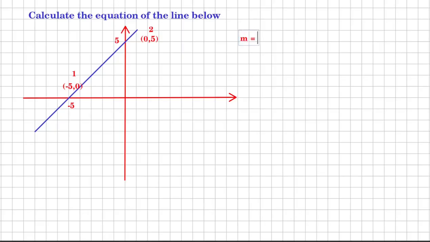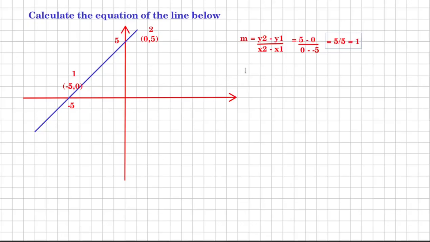So the gradient is equal to y2 minus y1, over x2 minus x1. Let's substitute y2 as 5 minus y1, which is actually 0, and on the other hand your x2 is actually 0 minus the 5 there, it's minus a negative 5. This is going to give you 5 minus 0, which is a positive 5, and 0 minus negative 5, which is also a positive 5. So we have 5 on 5, which is 1.